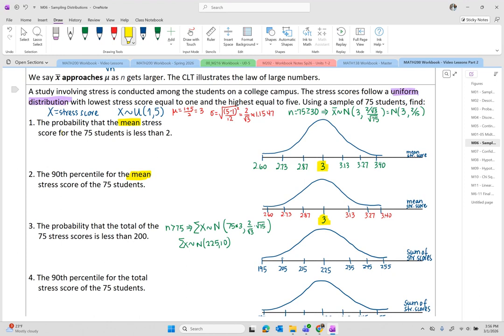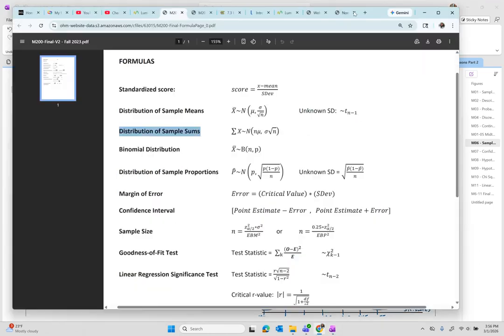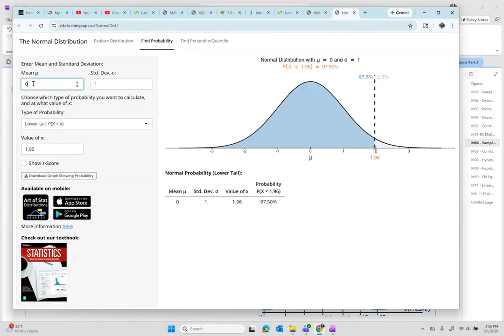Remember that I have to label my axis to indicate what these values represent, and the values represent the mean stress score for a sample size of n equal to 75. So in Art of Stat, I want to fix the mean to be 3, and remember Art of Stat doesn't take an expression, so I'm going to use as many decimals as I can just so that I have good accuracy.